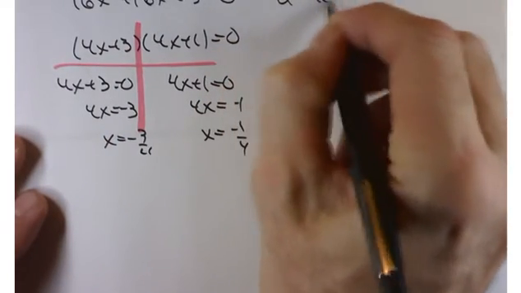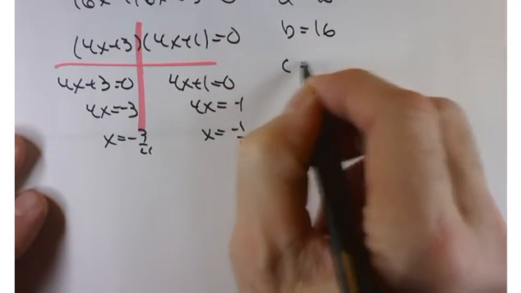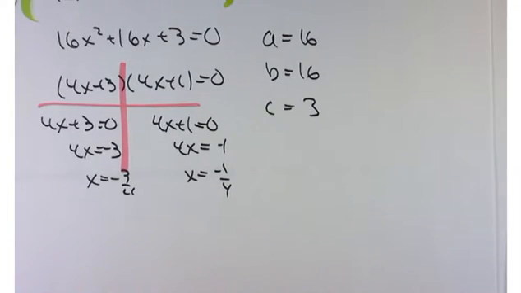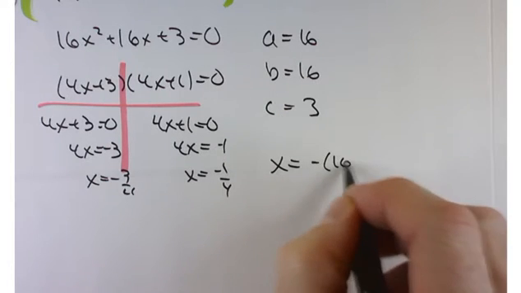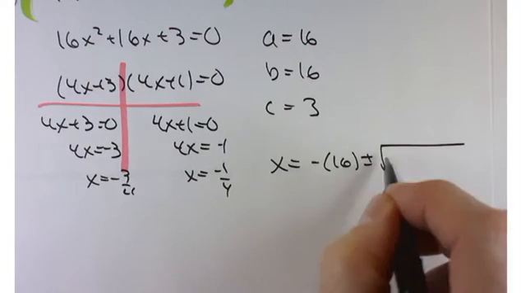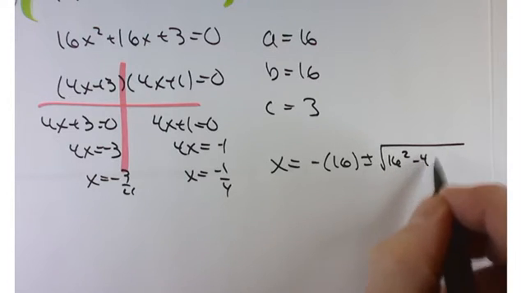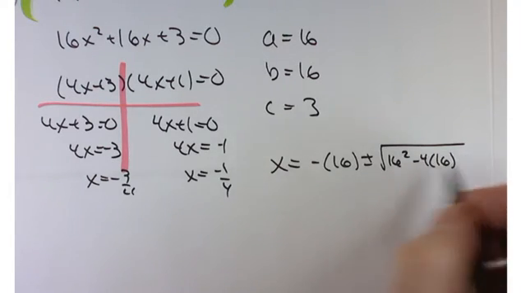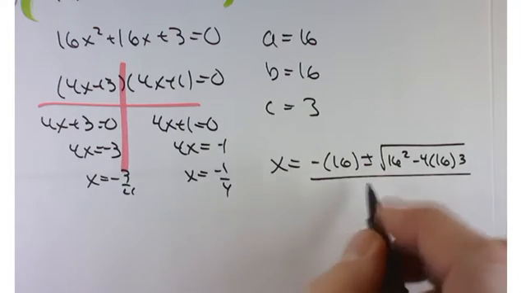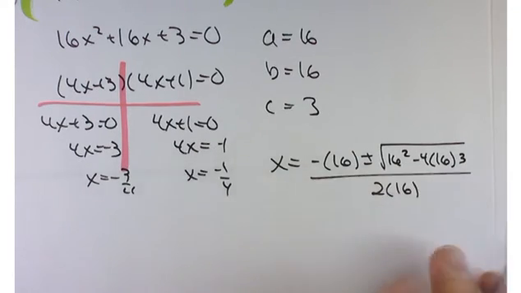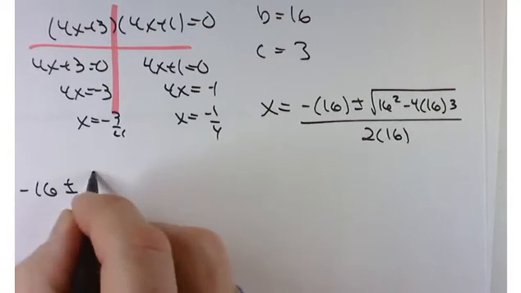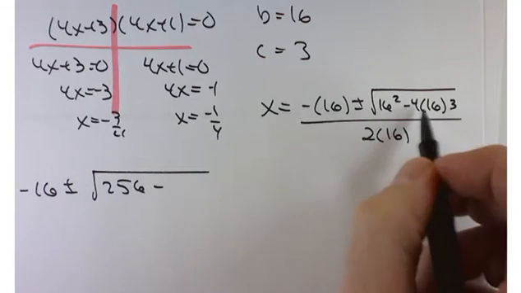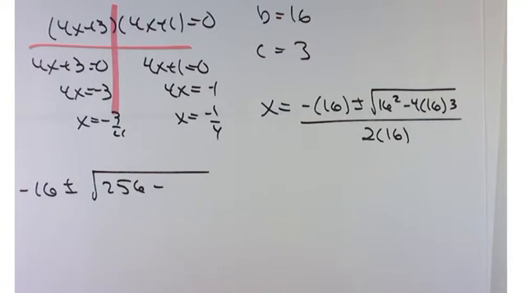As far as problem 46 is concerned, the way that most of you probably attacked it, a is 16, b is 16, c is 3. If you're using the quadratic formula, no problem. Let's run through it: x is the negative of 16 plus or minus the square root of 16 squared minus 4 times 16 times 3, over 2 times a, or 2 times 16. So it's negative 16 plus or minus the square root of 256 minus, that's what, 192?